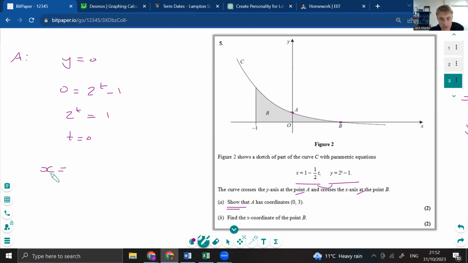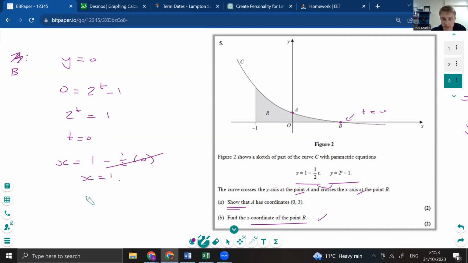So x equals... sorry, have I done that the other way around? I have, yes. Look, that's B. Tell you what, we'll carry on with B because that's the part B question anyway. So at B, y was 0, t is 0 at that point. So for this one, you have to find the x. So x is 1 minus a half times 0. So clearly, x is just 1. That's done.